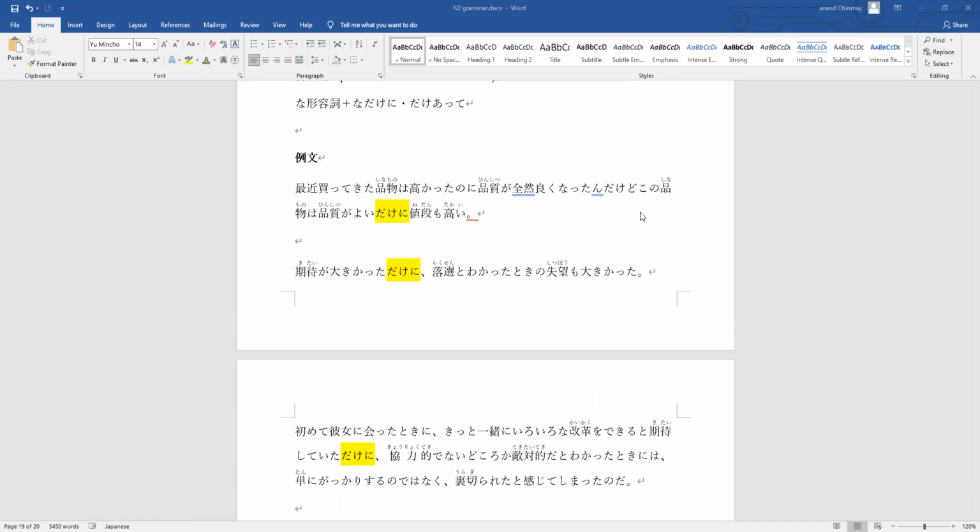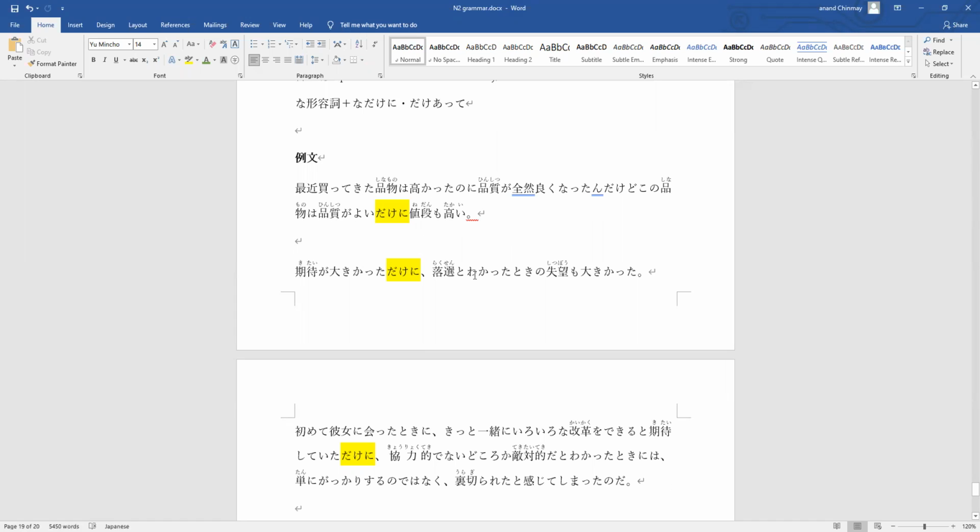Once again, how can we know that now I bought this and it is expensive as the quality is good? We can know it because it is written over here. Shinamono wa hinshitsu ga yoi da kara. Yoi is good, hinshitsu is the quality, shinamono is the product. So shinamono no hinshitsu ga yoi da kara nedan mo takai. Nedan is price, and mo takai is expensive.